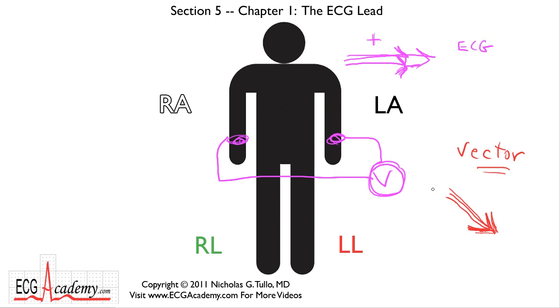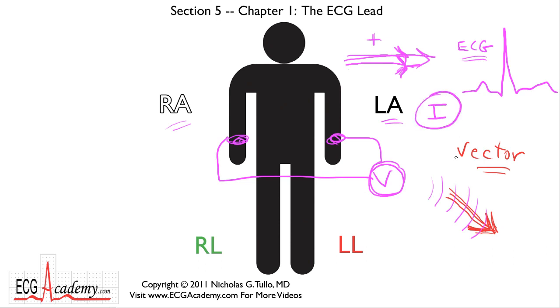Now, since the P wave and the QRS complex are both traveling down and to the left, they'll both appear positive in this very simple bipolar recording. And so your ECG will look like this when you record it from the right arm to the left arm. Now, by convention, right arm to left arm is known as lead 1. Okay, that's the idea. Lead 1 is from right arm to left arm.